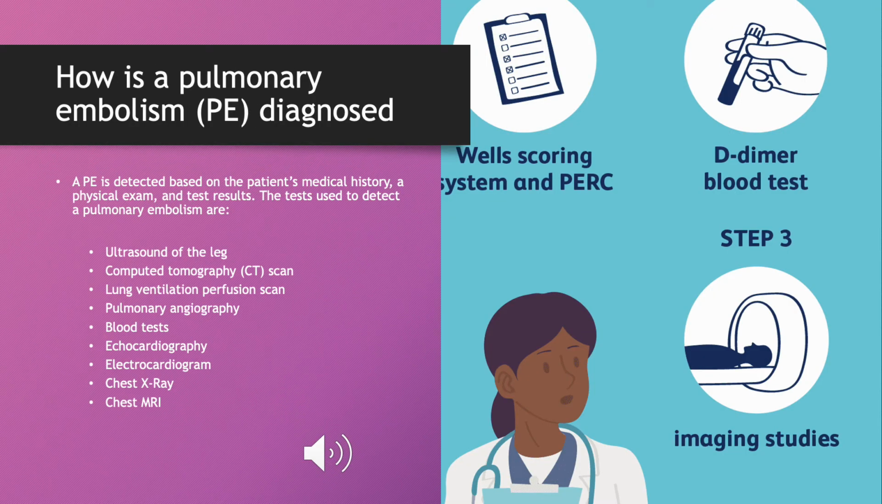So many will say, hey, Stephanie, how would one be diagnosed with a PE? A PE can be detected based on a patient's medical history, a physical exam, and test results. The tests that are used to detect a pulmonary embolism are ultrasounds of the leg, CT scans, lung ventilation perfusion scans, pulmonary angiographs, blood tests, echocardiograms, chest x-rays, and even a chest MRI.